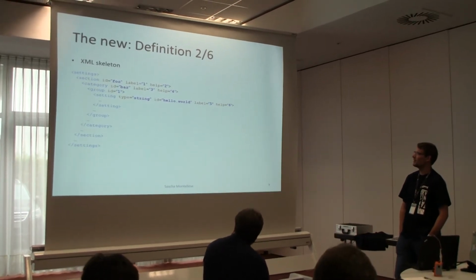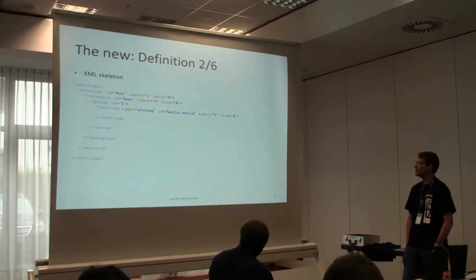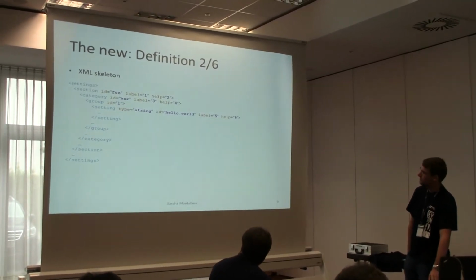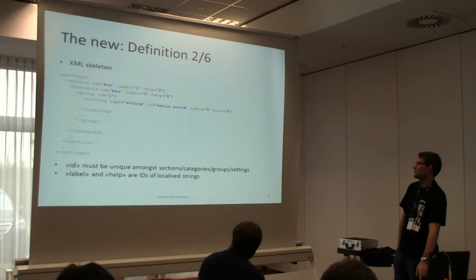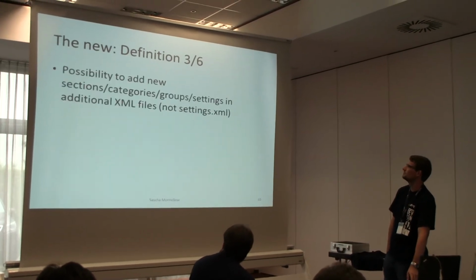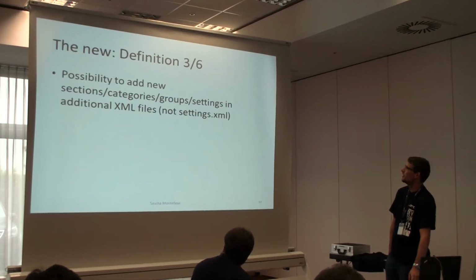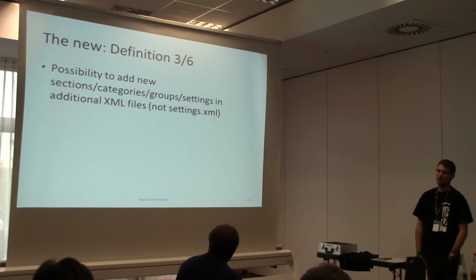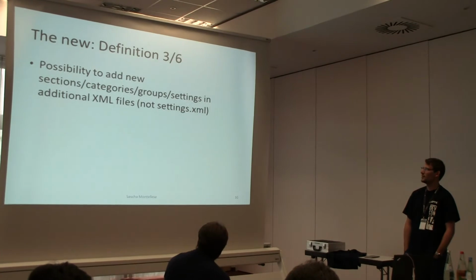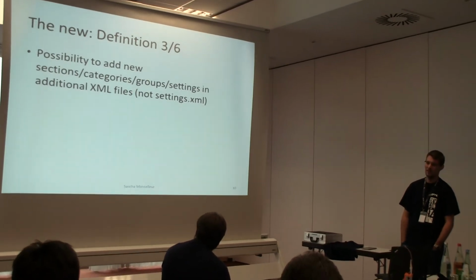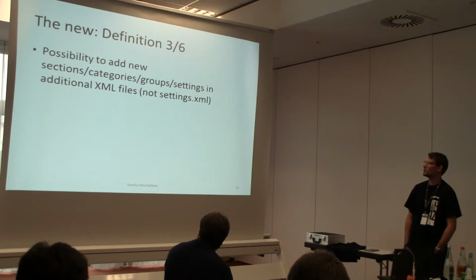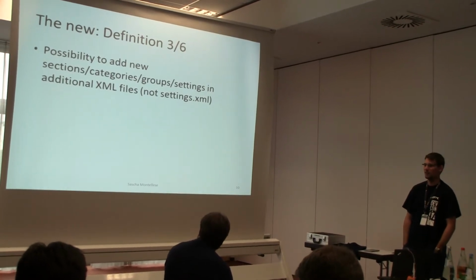Settings have a type in addition to the ID and label. That's just the basic skeleton. The ID must be unique, label, type. You can add new sections in the additional XML files like linux.xml. If you think you need a new category which is not available, normally you just add it in another file and it will appear in the user interface.